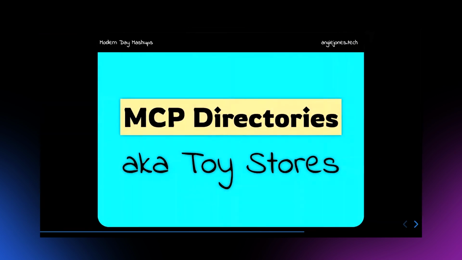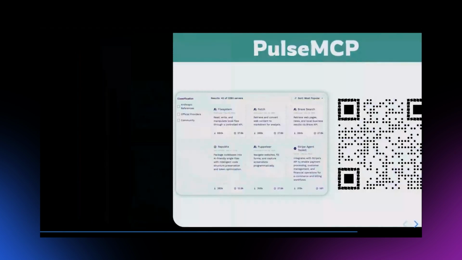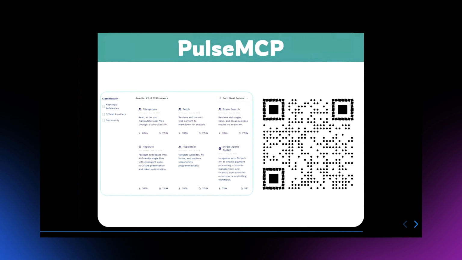So there's lots of places where you can find MCPs, or as I like to call it, the MCP toy stores, because I quite literally feel like a kid in a candy store every time I go browsing for MCPs. Glama AI has a report card feature, which I really like. So I go here when I need to suss out an MCP. And then Pulse MCP is my favorite. I love how clean the UX is, and they show indicators of the popularity of an MCP.